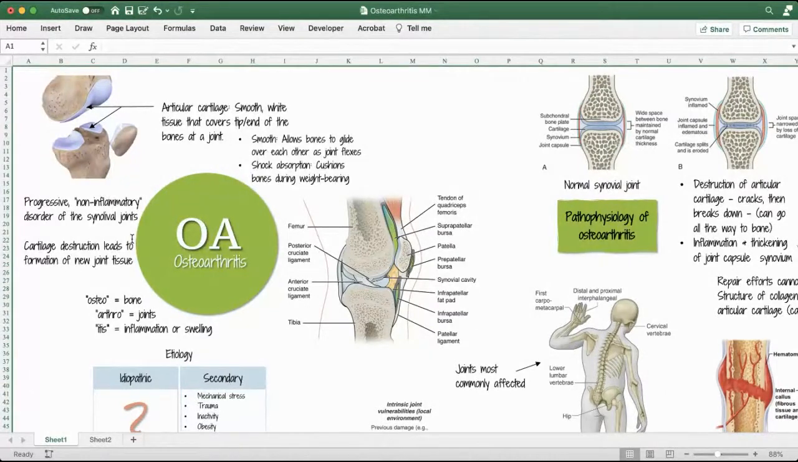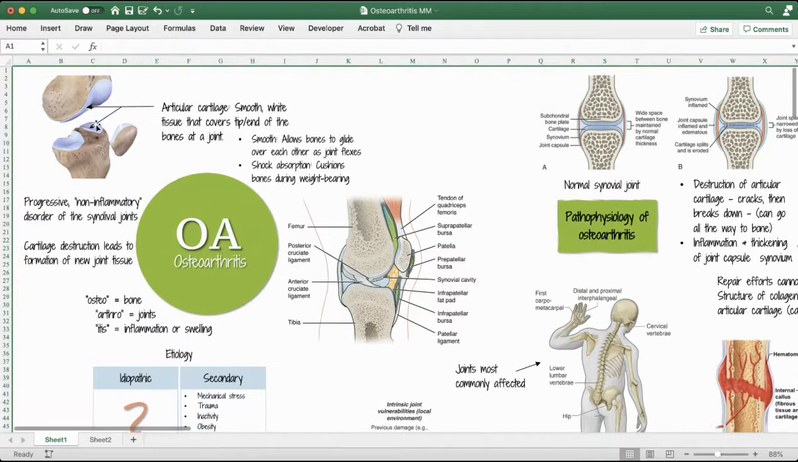So that's a really big difference, because rheumatoid arthritis, I can never say that word, is exactly the opposite. It's autoimmune, so it begins with inflammation. And so that's one way that we can tell right away pathologically whether we're dealing with osteoarthritis or rheumatoid arthritis. Basically, if you see the words progressive, degenerative, slow onset, long term, you know that we're talking about osteoarthritis.